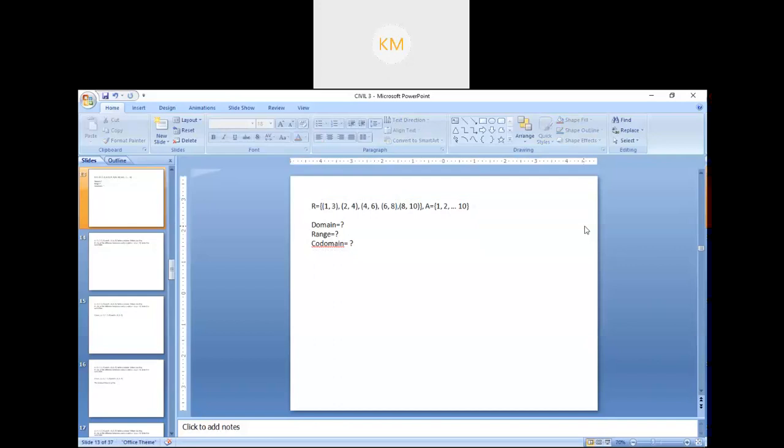What is the codomain? Set A. Set A itself. So I think all of you are clear about this concept, domain, codomain and range. Is it clear?